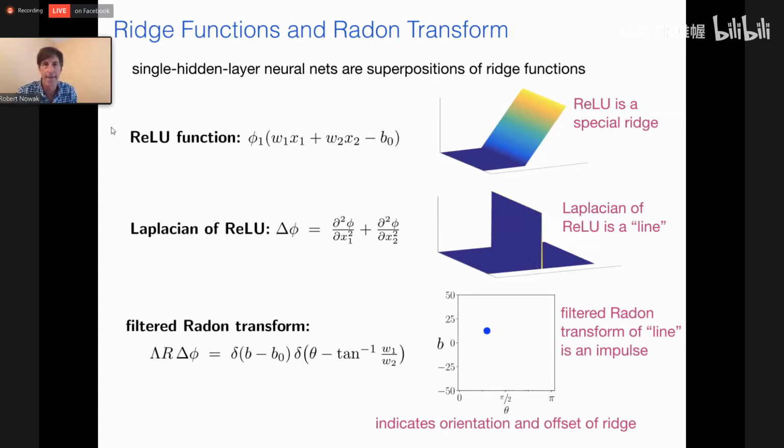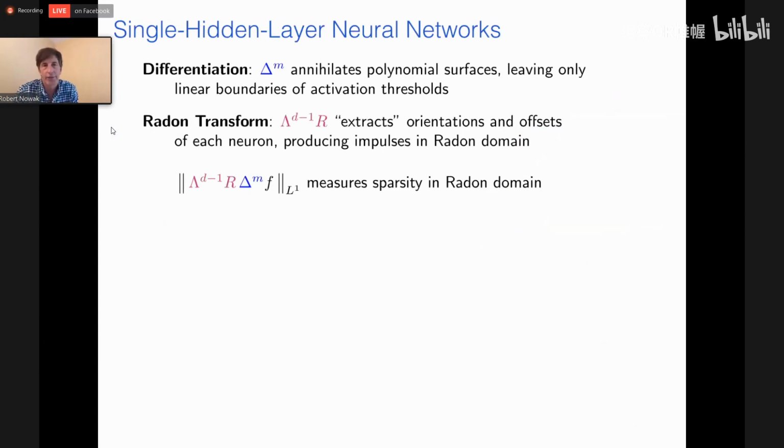Okay. So here's the general story for single hidden layer neural networks. The differentiation operation of the Laplacian is annihilating the linear or polynomial surfaces associated with those ridge functions, leaving only the boundaries of the activation thresholds. And then the Radon transform is effectively extracting the orientations and offsets of each neuron, producing impulses in the Radon domain. And then finally, this norm is measuring what you can think of as sparsity in the Radon domain.